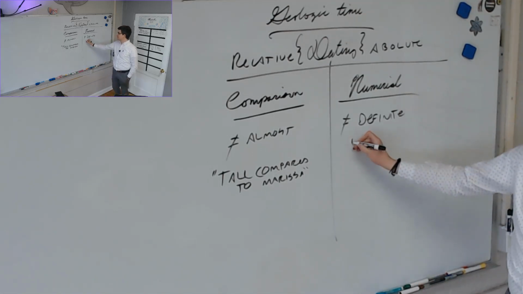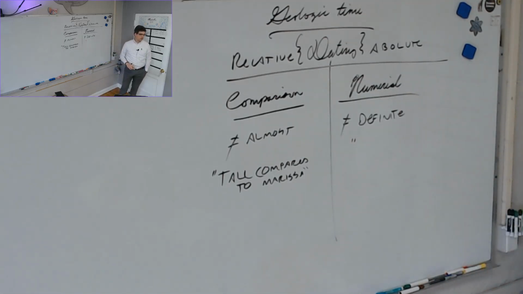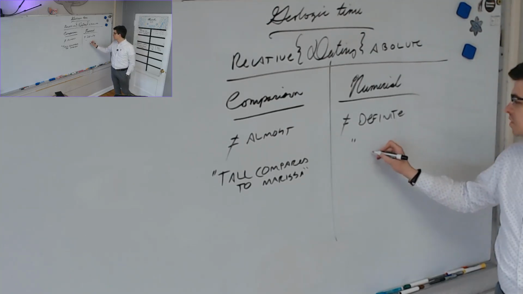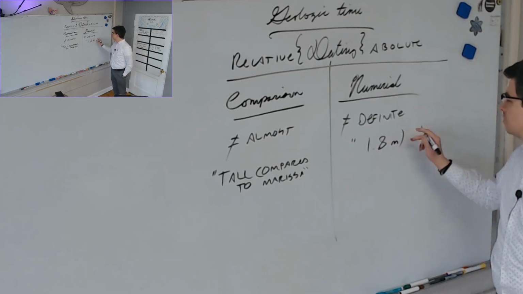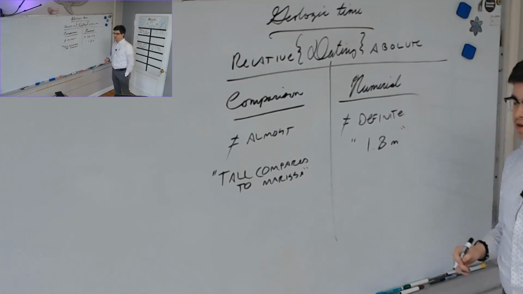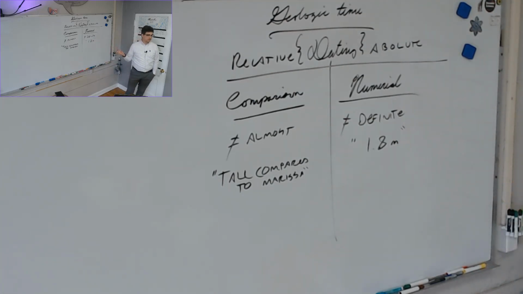Give me Tristan's absolute height. Tristan is 5'9". He's certainly more than that, but we'll say he's 1.8 meters. This is an example. 1.8 meters, it's numerical. It's an absolute number.